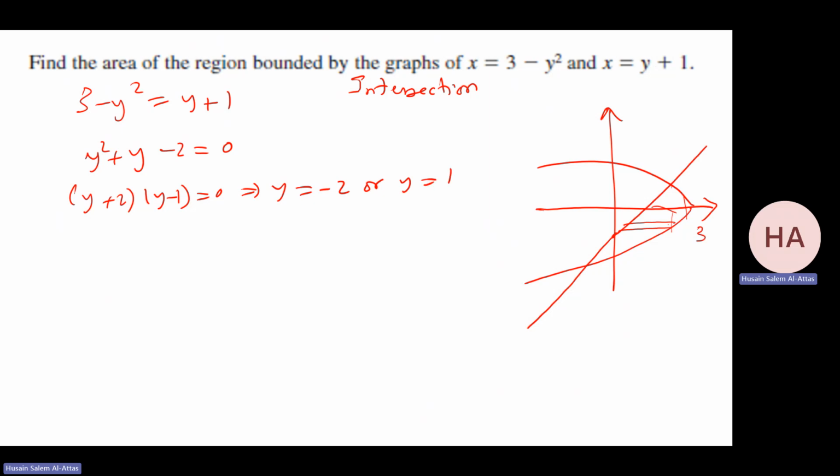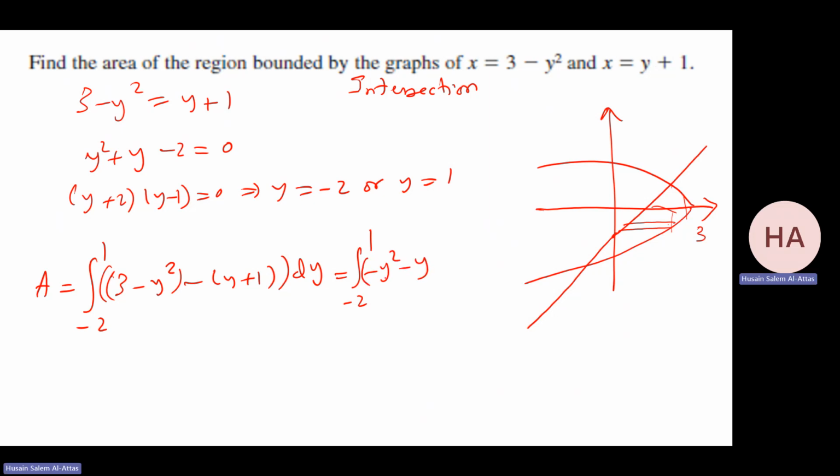Okay, so I have the integral from minus 2 to 1. Now, which one is to the right? The parabola is to the right. The parabola minus the line. So I have 3 minus y squared minus y plus 1, this function minus this function, dy. I'm dealing in terms of y. So that gives me the integral from minus 2 to 1 of minus y squared minus y plus 2 dy.